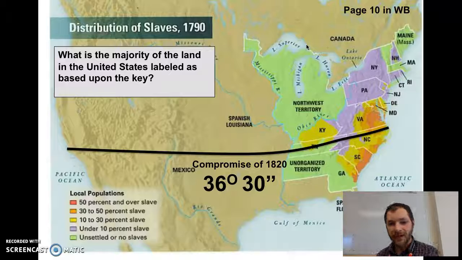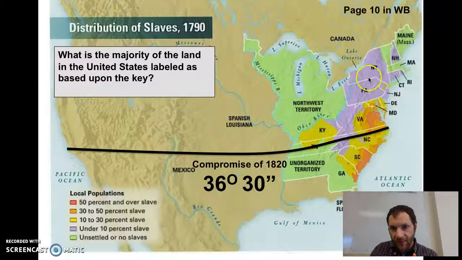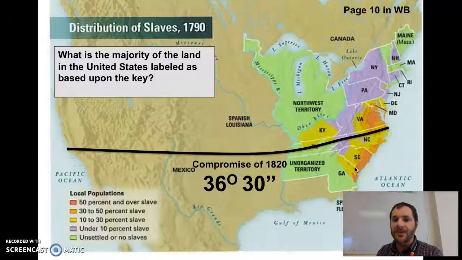Well, what I hope you saw is that we have a lot of territory that is unsettled. We also have a lot of territory that is only 10% slave owners, and the majority of slaves are located right along the coast in Southern America. As passionate as people who had slaves were about having slaves, the issue was never thought of as dividing the nation as much as it came to do with the Civil War.